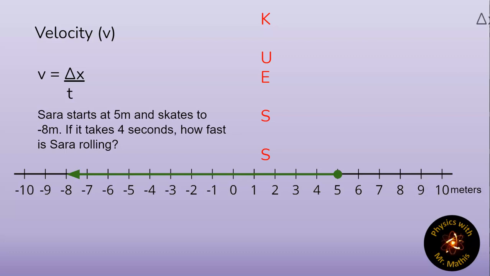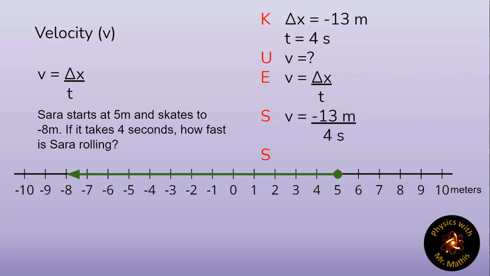Using QUES again, our knowns are delta x is -13 meters. Time is 4 seconds. We're solving for velocity again, using the velocity equation. Substituting -13 meters for delta x and 4 seconds for time, we can calculate that Sarah's velocity was -3.25 meters per second.